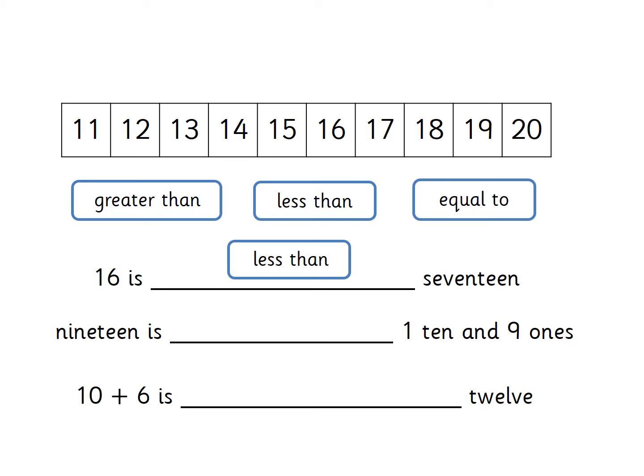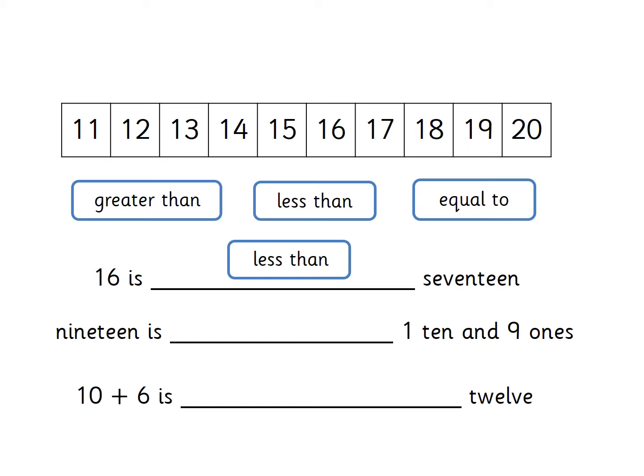Right, next one. Point to the number 19. So it says 19 is something 1 ten and 9 ones. So have a think about what 1 ten and 9 ones is. So 19 is greater than 1 ten and 9 ones. 19 is less than 1 ten and 9 ones. Or 19 is equal to 1 ten and 9 ones. Use the number line to help you. Find 19, find 1 ten and 9 ones, and have a think.